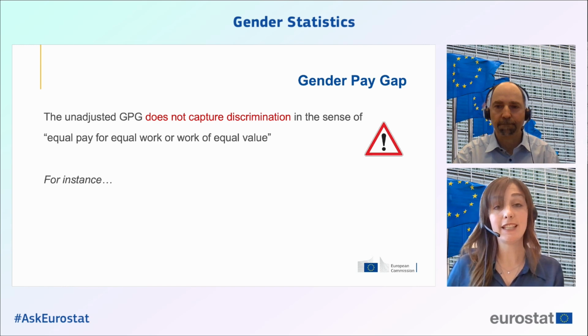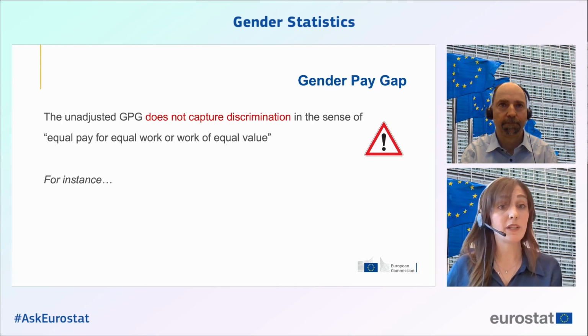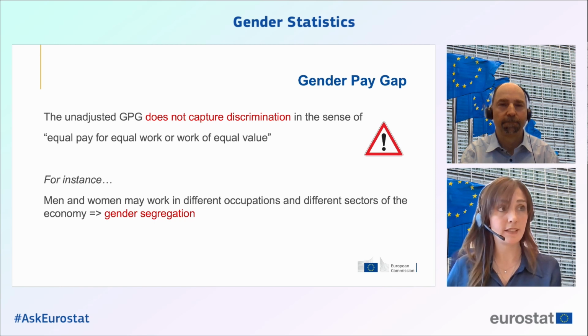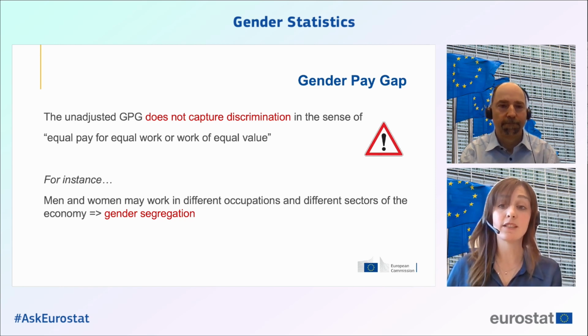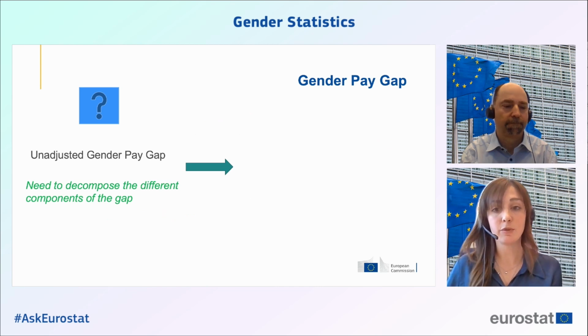Although the indicator gives an overall picture of the difference in pay between men and women, it does not capture discrimination as such in the sense of equal pay for equal work, because it measures a broader concept. Why? Because it struggles with the composition effect. For instance, men and women may work in different occupations and sectors of the economy, which is known as gender segregation. So what can we do to better understand the gender pay gap?